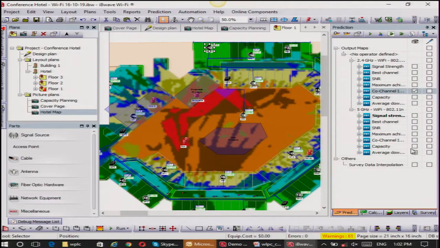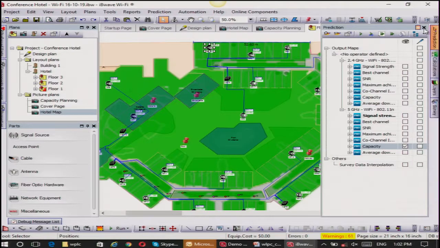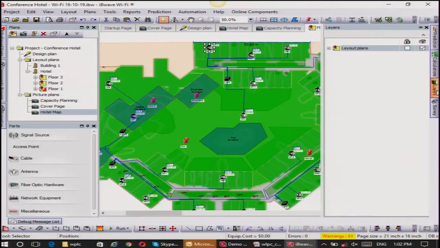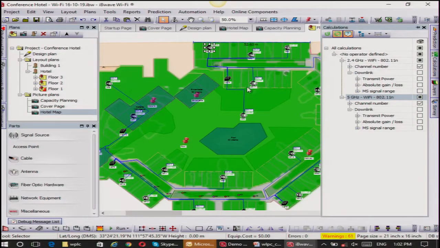So when you do all this, then you do the capacity analysis, and I am not going to do it in real time because they have plenty of APs here, and it takes maybe about 10 minutes to do that. So I'm going to show you the results.